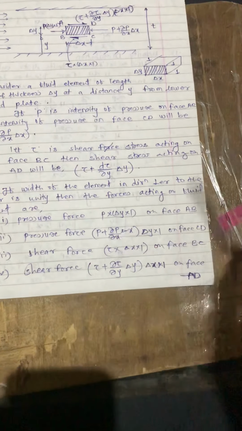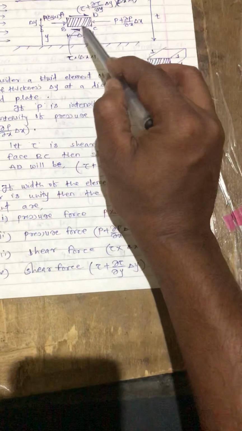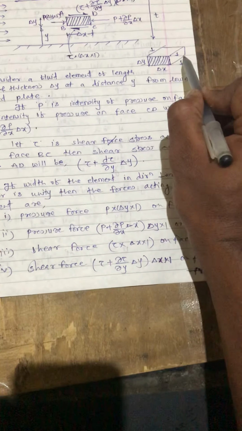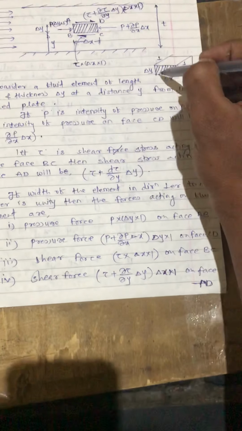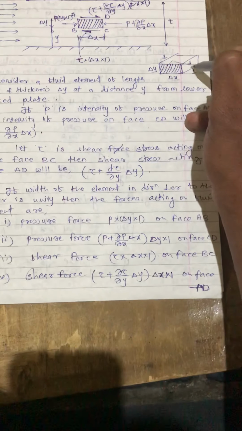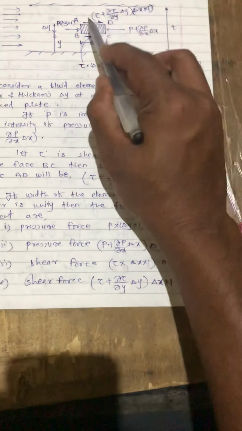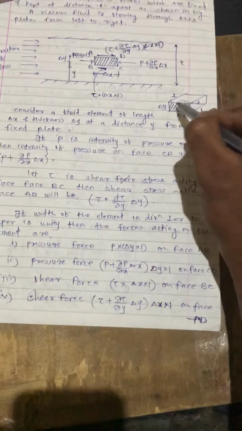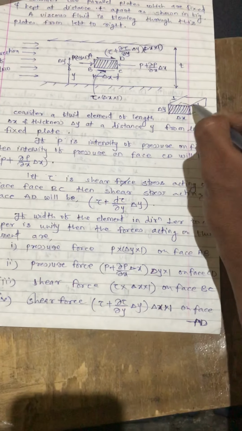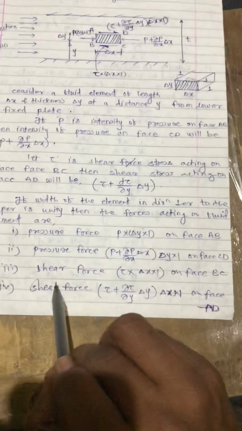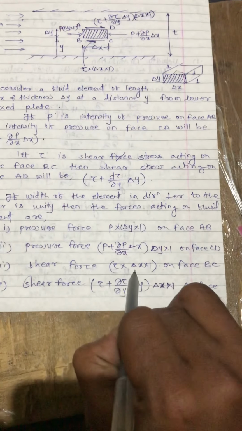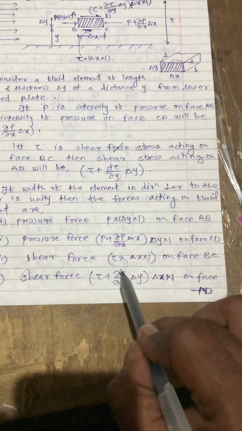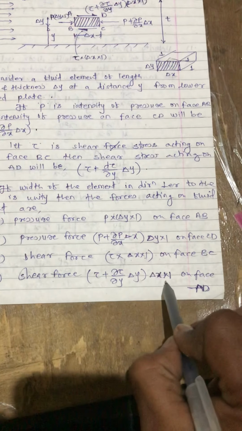Similarly, the shear force is tau into this area. This area is nothing but delta x into unity. Okay, understand? This is the area. So the shear force on face BC will become tau into delta x into 1. The shear force on face AD will become tau plus ∂τ/∂y into delta y, into delta x into 1.